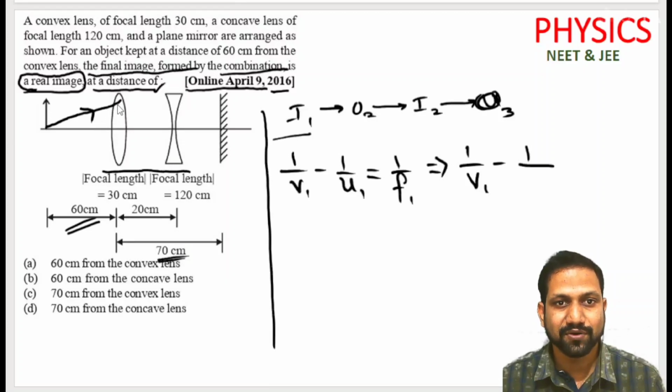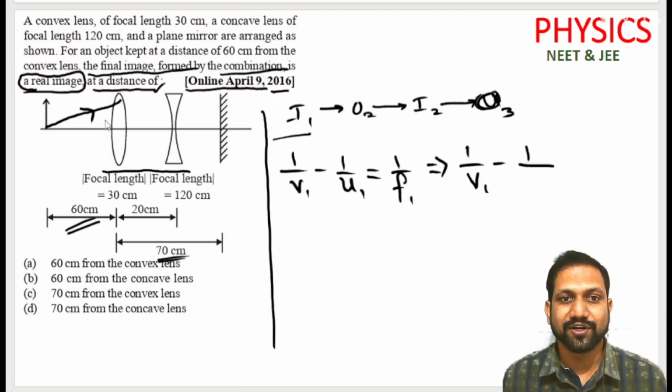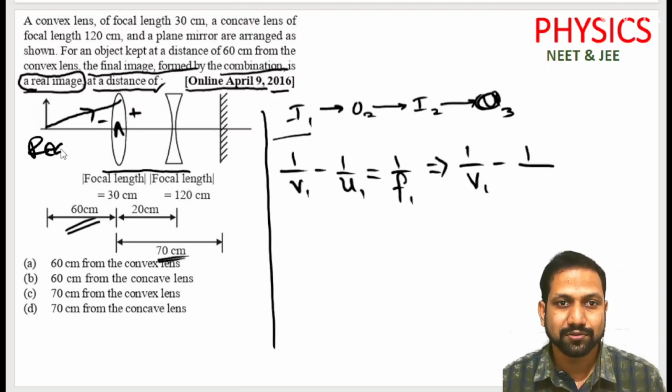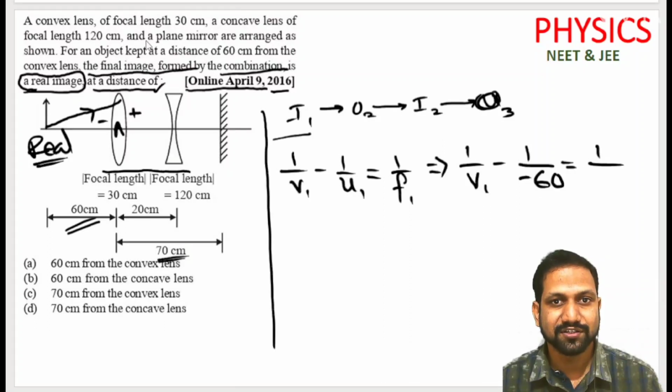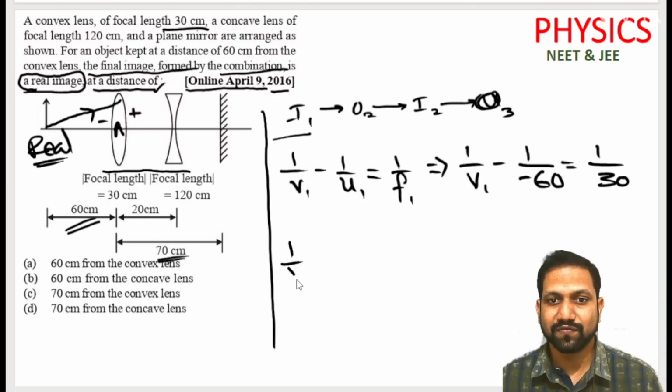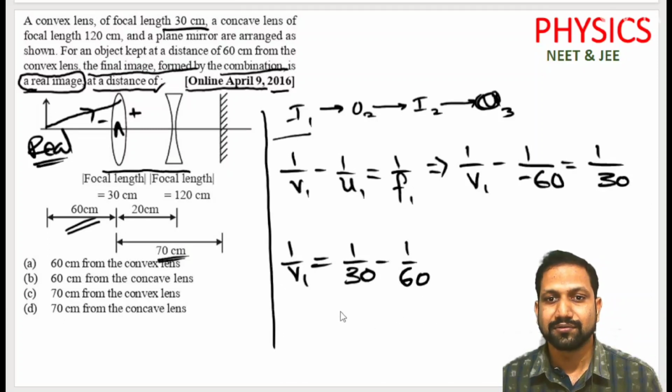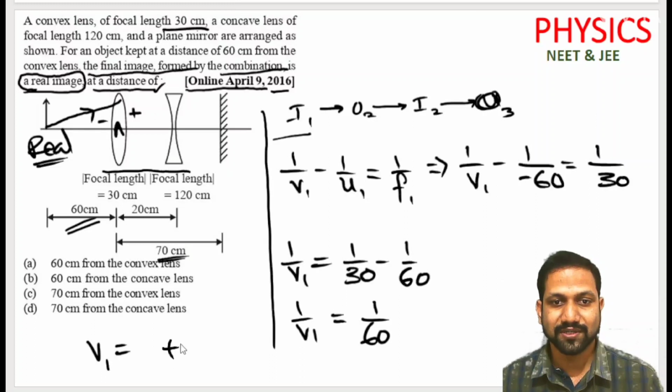sign convention is very important. The light ray is coming from left to right, so right side distance of the lens is positive, left side is negative. Anyway, this is a real object, and real object distance is always negative, I told you already. So minus 60 equals 1 by the focal length of the convex lens. How much is it? They have mentioned clearly 30 centimeters. So solving this, 1 by V1 equals 1 by 30 minus 1 by 60. It will be again 1 by 60. There is no doubt in that. So you found that V1 is plus 60.